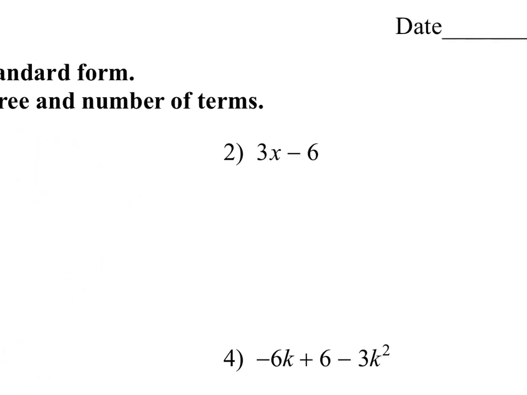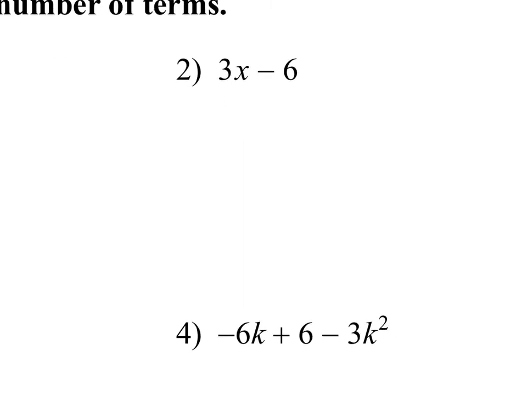So number 2, we have to put it in standard form, classify it by the degree, and by the number of terms. So how would we put this in standard form? It's already in standard form, so we have to classify it by the degree and number of terms. So what is the highest degree? 1. The highest degree is 1. What do we classify something with the degree of 1? Linear.